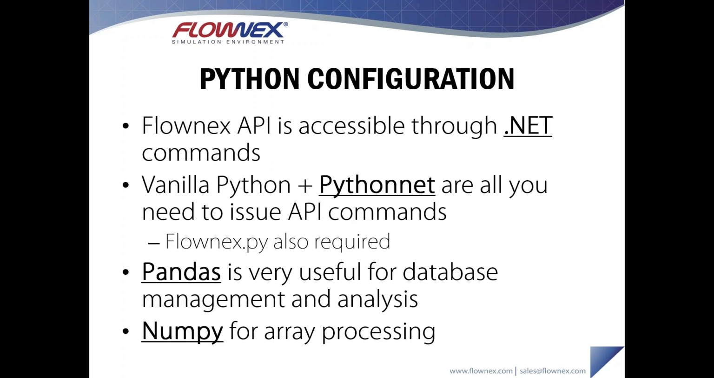In terms of using the Flownex API, what we're trying to do is first have an environment where we can issue .NET commands. So this is available through most of your standard programming languages. C# and C++ can do this on their own. Python is able to do this with the Python Net plugin. There are some other versions of Python that will also be able to do this, but we found that the Python Net package plus your standard vanilla Python are the easiest way to get this working. That's basically all you need to start working with the Flownex API.